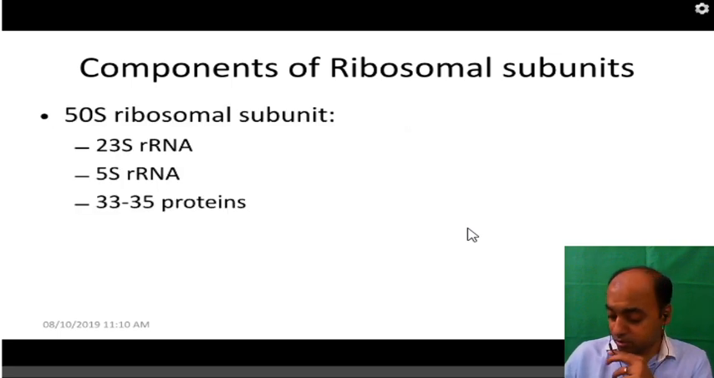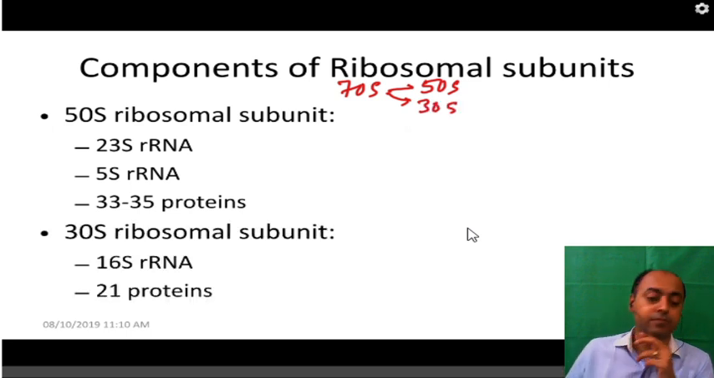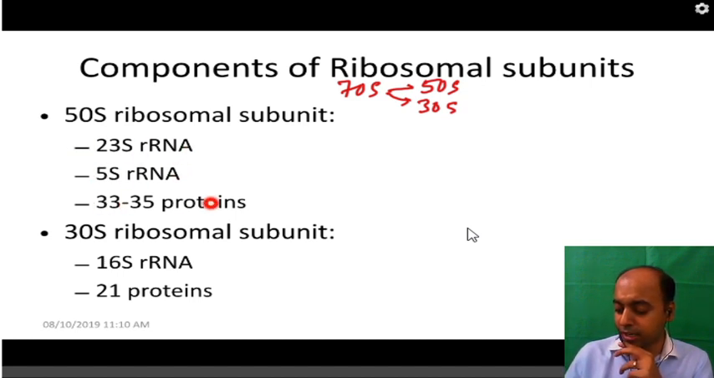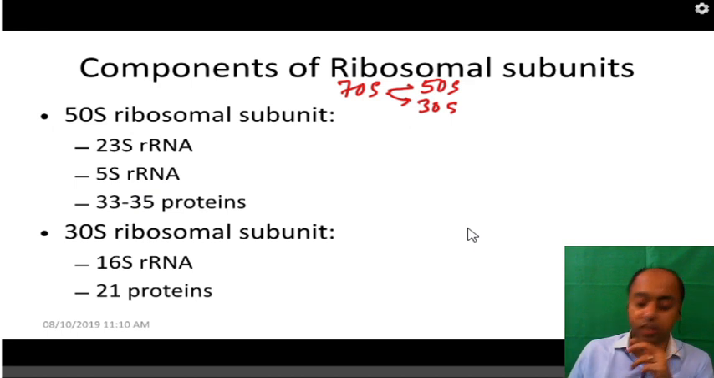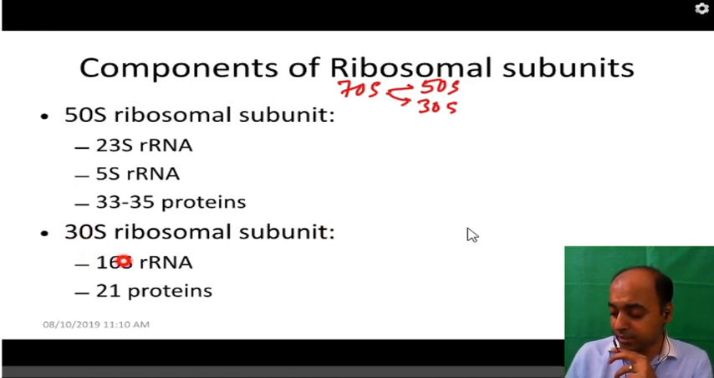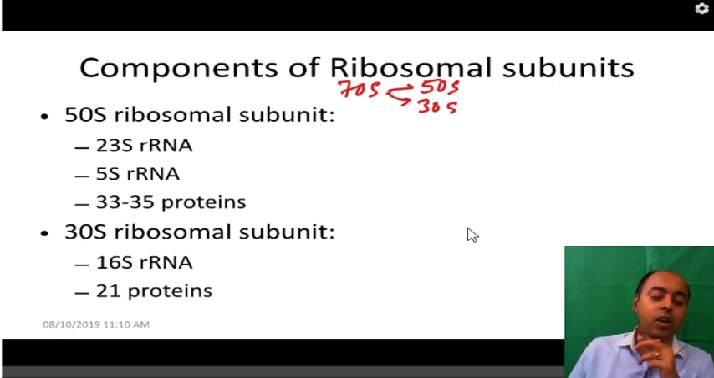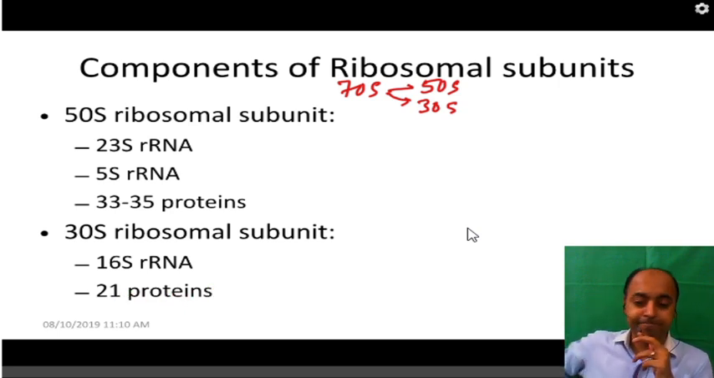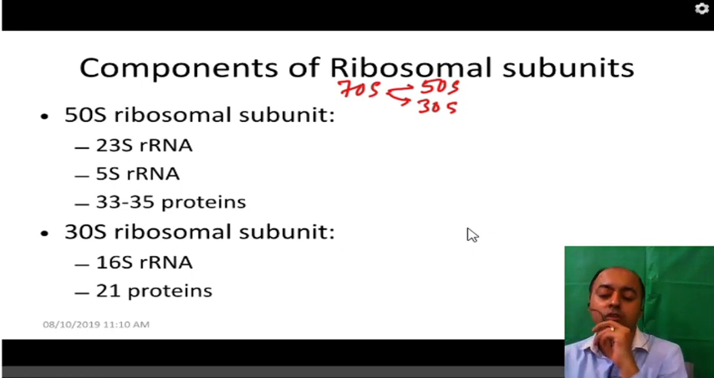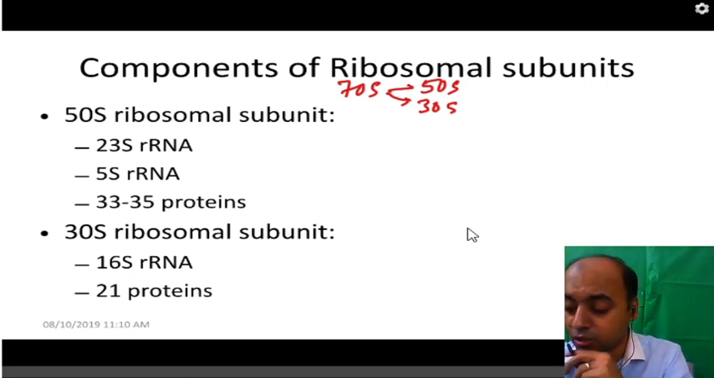In the prokaryotes, from the 70S ribosome, we get the 50S and the 30S. The 50S ribosomal subunit has the 23S ribosomal RNA, the 5S ribosomal RNA, and 33-35 proteins. And the 30S ribosomal subunit has the 16S ribosomal RNA and 21 different proteins. So these are the components of the ribosomal subunits, both in the prokaryotes and in the eukaryotes.